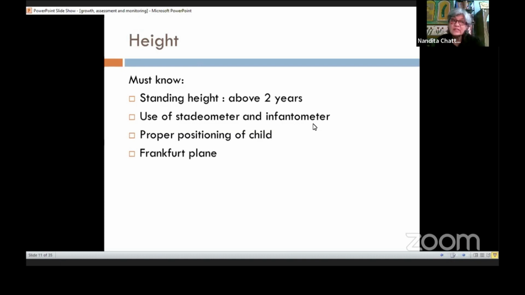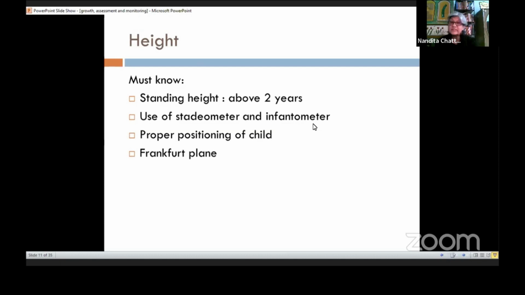So there is a reduction of the height by around 0.7 centimeter. So to do away with this problem, we measure the lying down, horizontal length of an infant up to 2 years. And what are the instruments that we use? For the standing height, we use a stadiometer. For the lying down length, we use an infantometer.